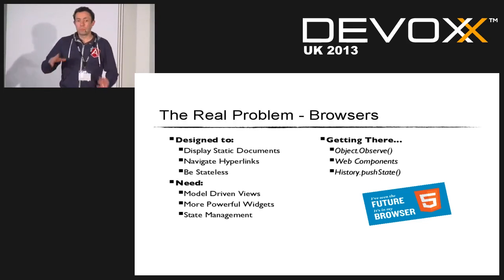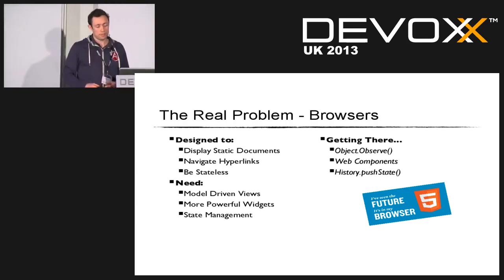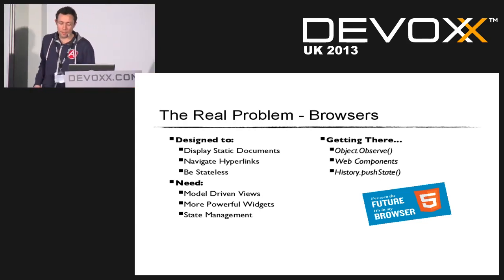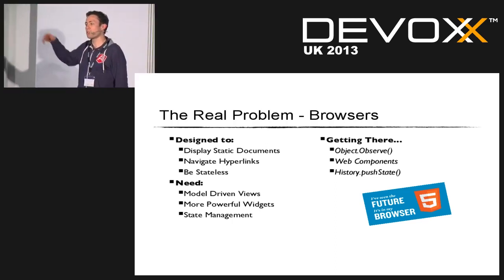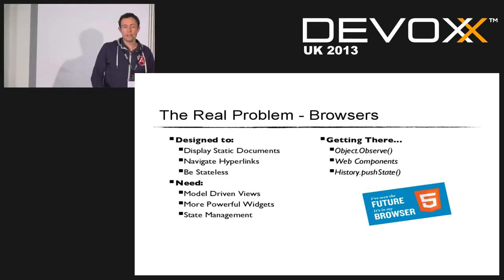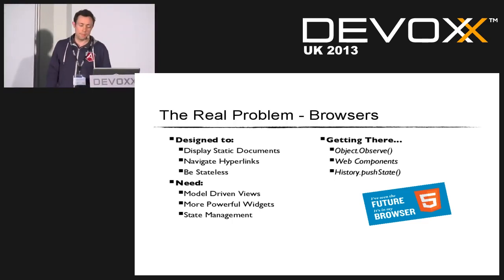And these are kind of widgets that you can create in a browser and push straight through HTML. This thing called Object Observe is something coming into JavaScript, which allows you to actually listen to changes on your data and react to it.